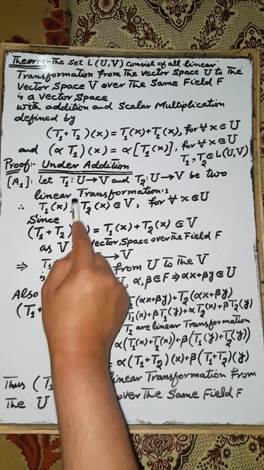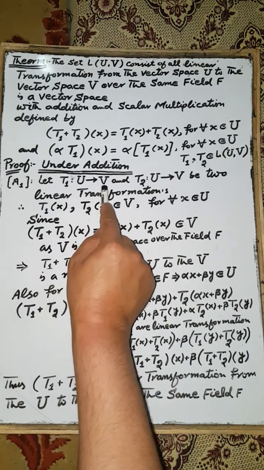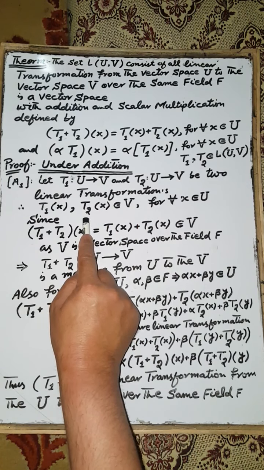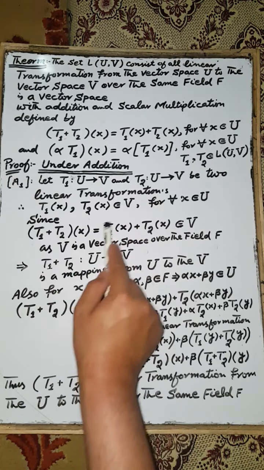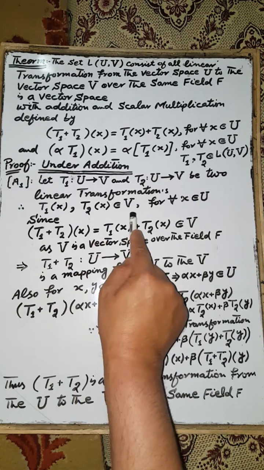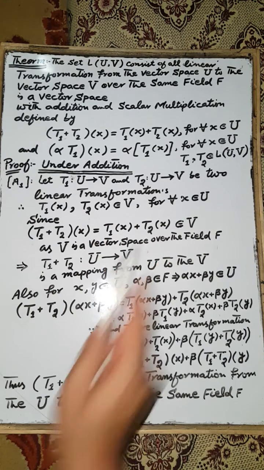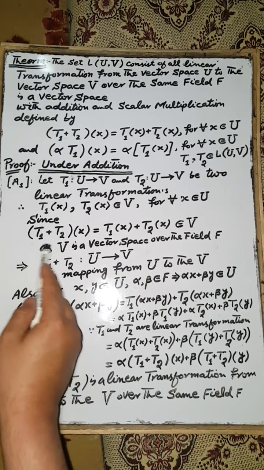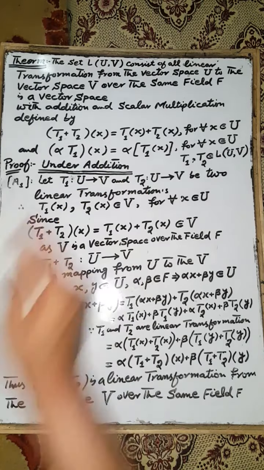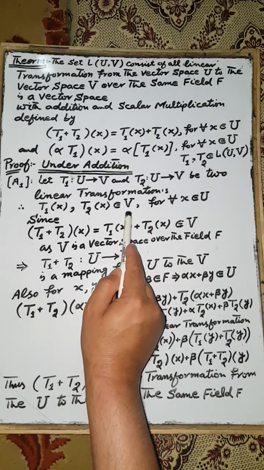That is, if x is an element of the vector space U, then T1x will be an element of the vector space V. And again, when we apply the linear operator T2 on the same element x of the vector space U, it gives an element of the vector space V. Since (T1 + T2)x = T1x + T2x according to our hypothesis, and T1x and T2x both are elements of the vector space V over the field F.